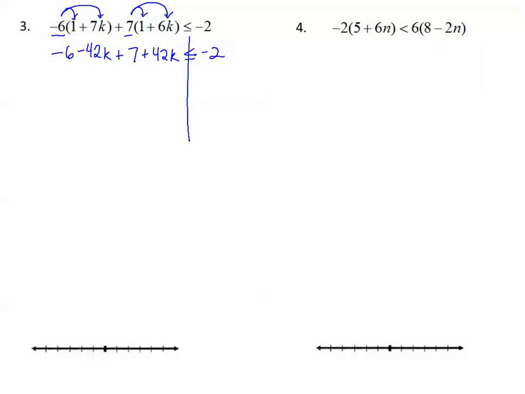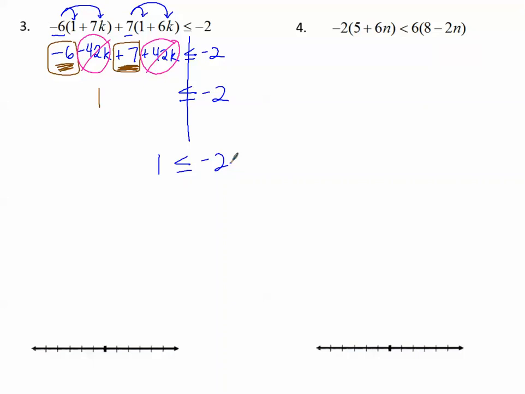Now we can combine like terms. These constants are like each other. Negative 6 and positive 7, when I combine them, make 1. And these k's are like each other. Negative 42k and positive 42k make no k's. That's using the inverse property of addition. The k's are all gone. And then I have less than or equal to negative 2. So on the left side, I have 1 less than or equal to negative 2.